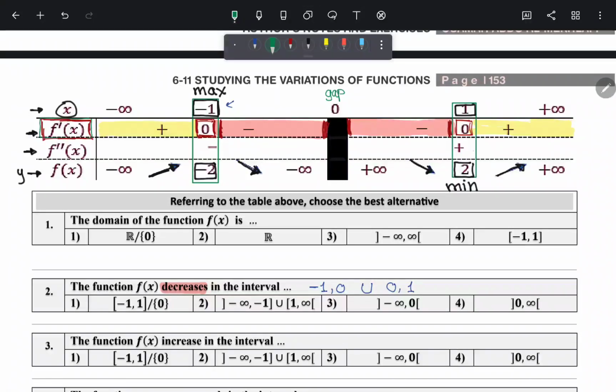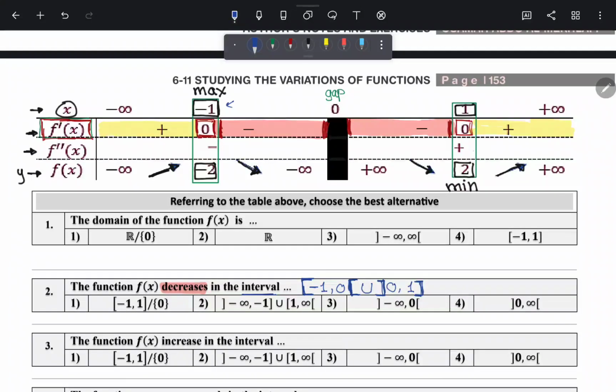So where does it decrease? Look, -1 here, -1 will be included like this, closed bracket, meaning the decrease starts at -1. Up to where? 0. Because 0 is a gap, I'm going to open this bracket. So write it outside. Then we open brackets for gaps. Then union with 0, 0, we open the bracket until what? Until 1. And we close the bracket because 1 is not a gap. So this is the decrease interval.